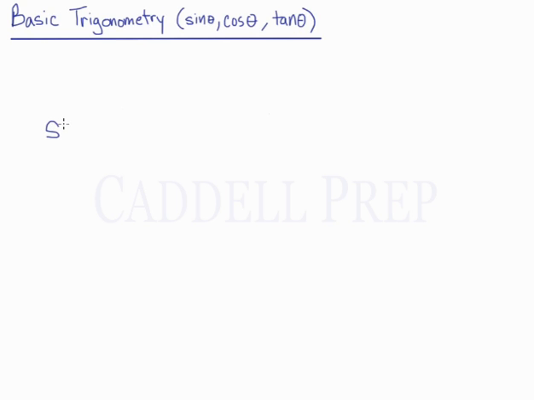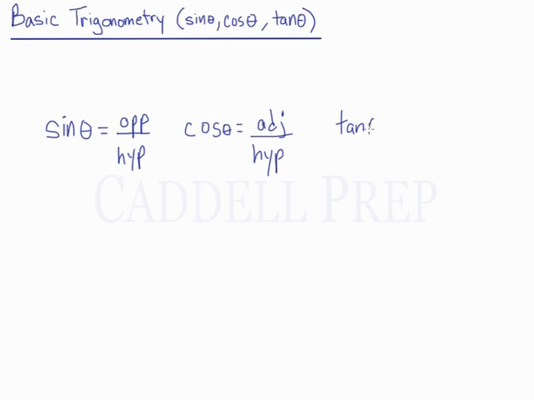So, for example, sine of an angle will give us the ratio of the opposite side to the hypotenuse. And I'm going to review how we determine which side is the opposite and what side is the hypotenuse as well. Cosine of an angle will give us the ratio of the adjacent side to the hypotenuse. And tangent of an angle will give us the ratio of the opposite side to the adjacent.